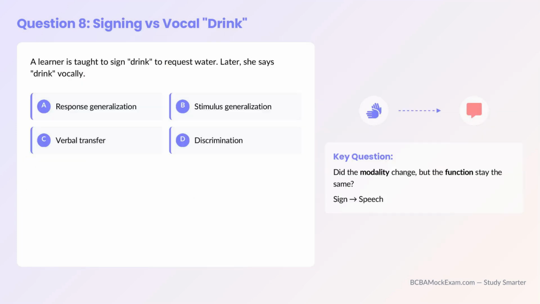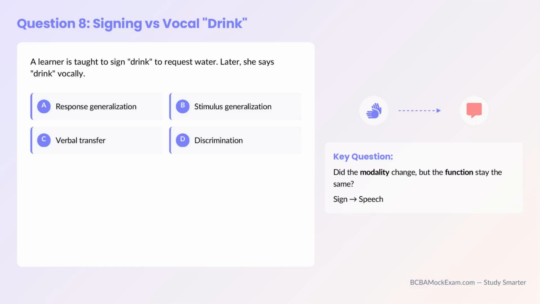A learner is taught to sign "drink" to request water. Later, she says "drink" vocally. What's demonstrated? A. Response generalization. B. Stimulus generalization. C. Verbal transfer. D. Discrimination. Two different ways to do the same thing.